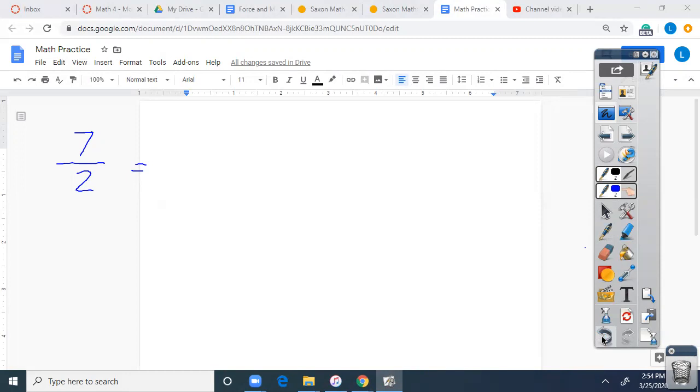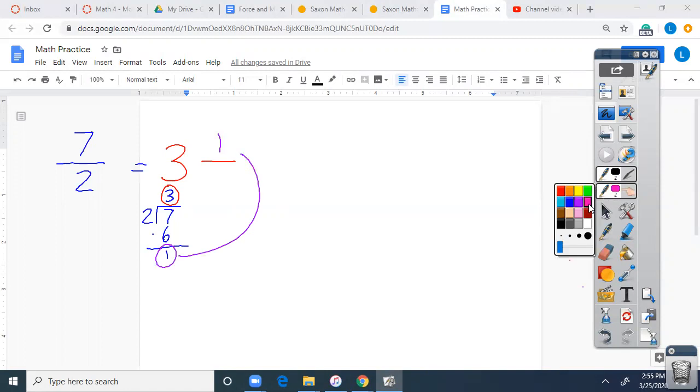We are going to do 7 divided by 2, which is 3. 3 times 2 is 6. 7 minus 6 is 1. So our answer is going to be, remember, we have the 3 here, 3, and then we have our fraction bar. Our remainder is what comes up here, and the same denominator stays the same over here. So 3 and 1/2 is our answer.